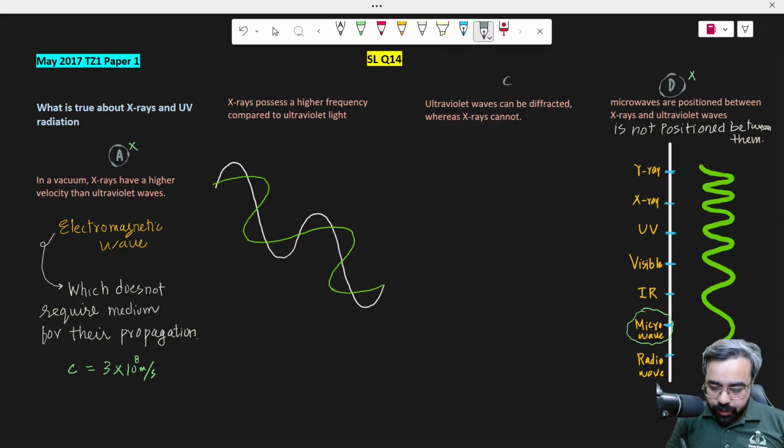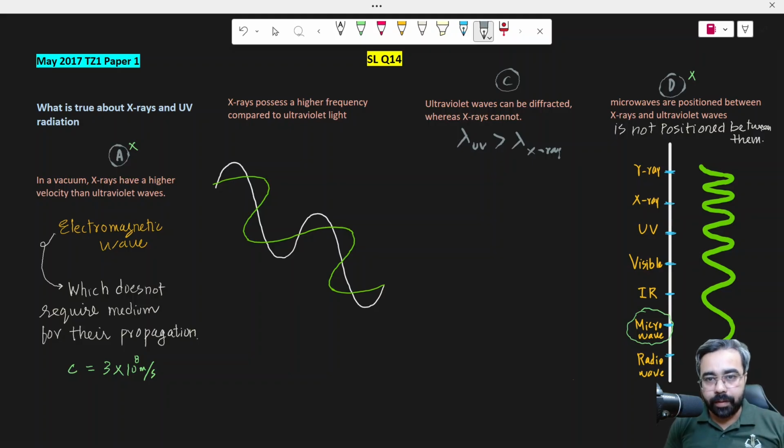Okay, now let's talk about the option C, which says the ultraviolet wave can be diffracted because ultraviolet's wavelength is more than the X-rays. Maybe on this basis they are saying that it can be diffracted, but X-rays cannot. So please clear your concept that all the waves, either mechanical waves or electromagnetic waves, can all diffract. Now, up to what extent they will bend, they will spread across the obstacle, it all depends on the size of the slit or the size of the obstacle and the wavelength of that wave.